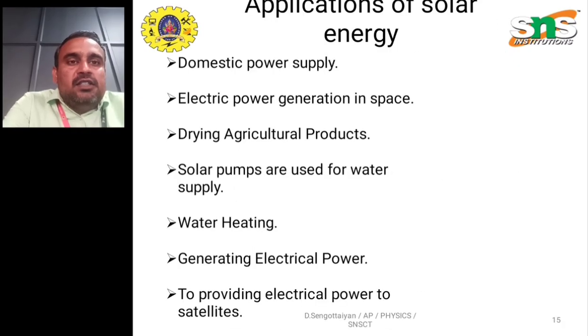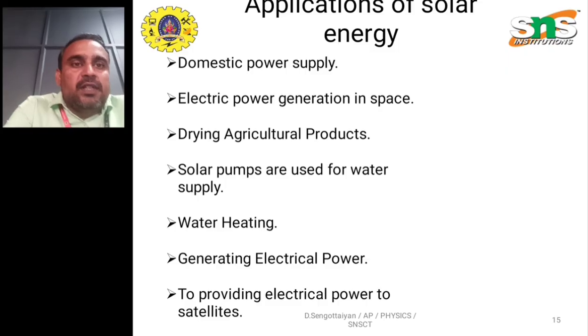Finally, applications of solar cells. We are using solar energy in different areas, that is, domestic power supply, electric power, and then agriculture applications of solar pumps and water heating. These are a few applications of using solar energy or solar cells.